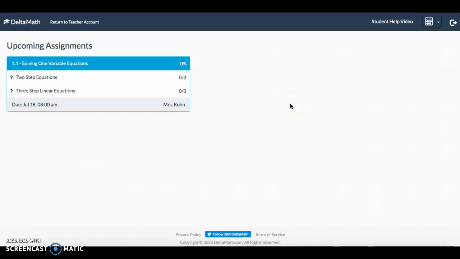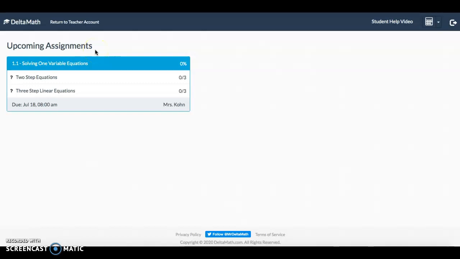I have created a short DeltaMath tutorial. This is the student sample page that is available to me, but this is very similar to what you would see as a student. So when you log into your class on DeltaMath, you will see upcoming assignments, and those would be the assignments that you want to focus on.